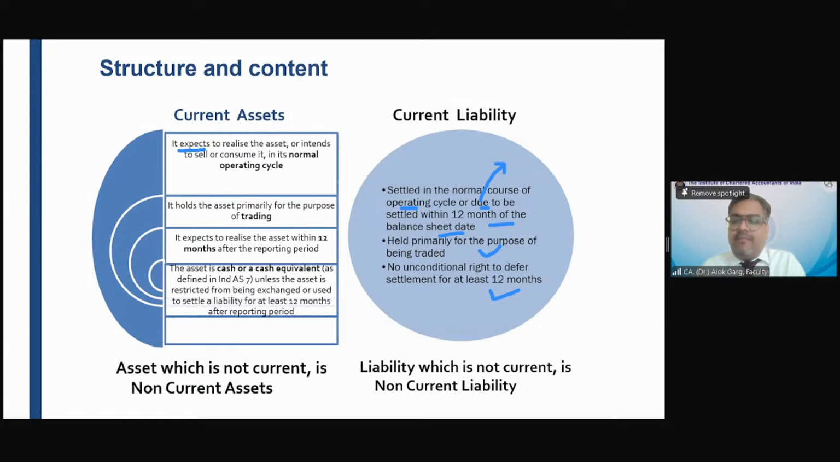Can I pay him later, since we have written into a contract and you have given me a credit period of 1 year? No. I don't have any unconditional right to defer the settlement for at least 12 months. So whether this liability will be a current liability or non-current liability.